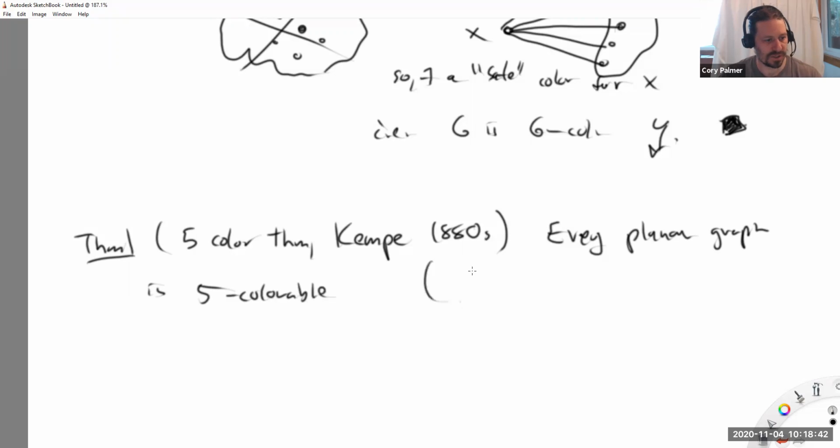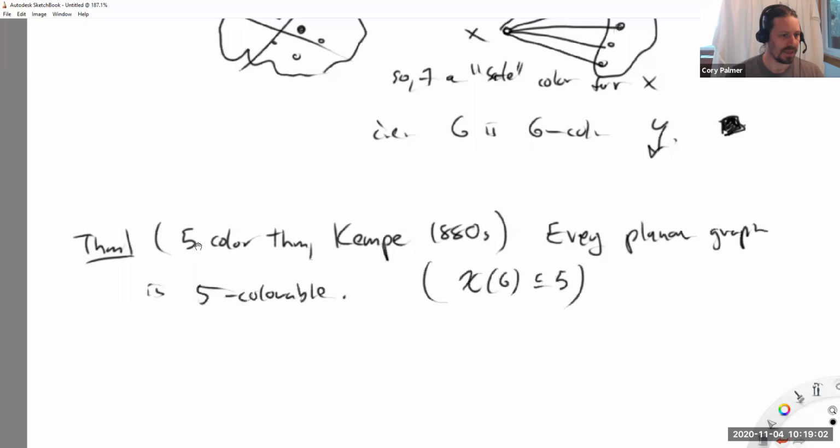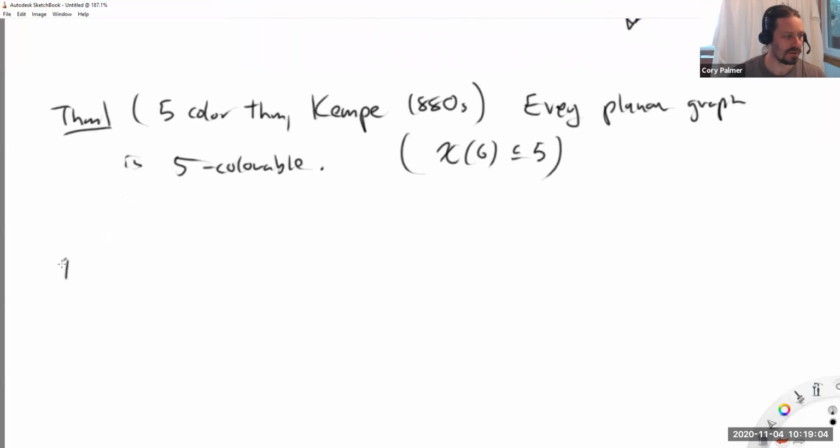Just keep in mind, what does this mean? It means that the chromatic number of the graph G, the planar graph G, is at most 5, right? It might be fewer, of course. We already saw examples of planar graphs that were 3 and 2 chromatic. An even cycle by itself is 2-chromatic and planar, and so on. But Kempe's theorem here says you never need more than 5 colors. And the proof is similar to the above, with a really, really cool observation or trick.